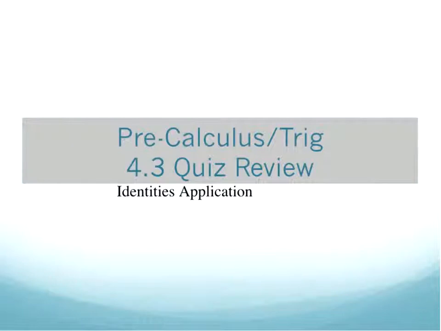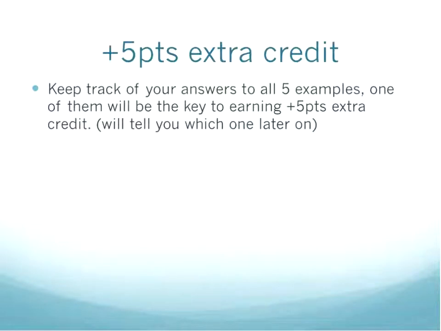Hi Pre-Calc students, this is going to be a quick review of 4.3. This is an extra Illuminate, totally optional, and it's going to cover some of your quiz questions. I went by the quiz this time because I didn't receive any questions about the checkup, and it's going to be on an identities application, so applying what we know using our identities formulas. So again, you're going to receive 5 points of extra credit for this session.